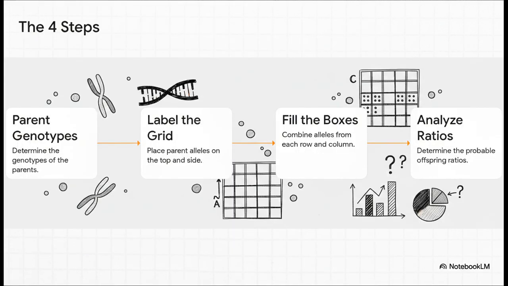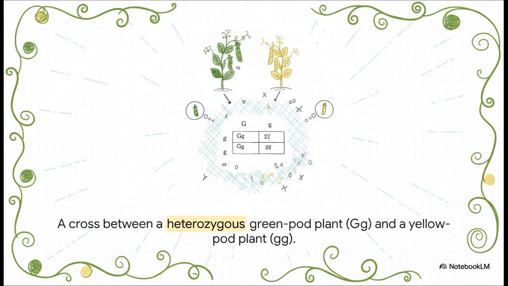Actually building the square is a super straightforward four-step process. First, you figure out the genotypes of the parents. Second, you split their alleles up and put them along the top and the side of the grid. Third, you fill in the boxes by combining the letters from the top and side. And last, you analyze what's in the boxes to see the probable outcomes. Simple as that. Let's watch it in action with a classic pea plant example.